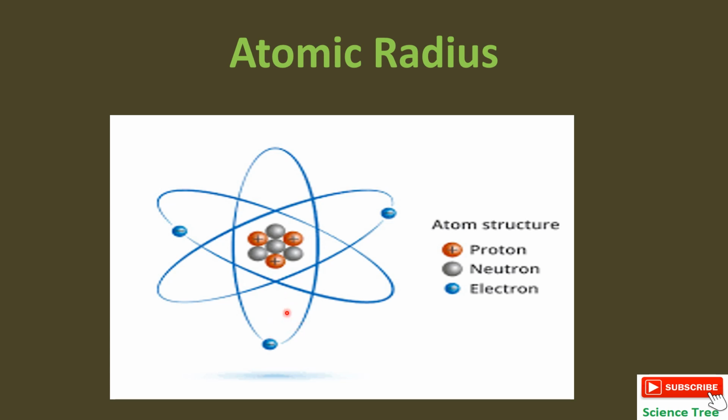So how can we think that anybody which is continuously changing its position can be taken as a standard to measure the boundary? Never. So that's why we take half of the distance between the nuclei of the two atoms to measure the atomic radius.